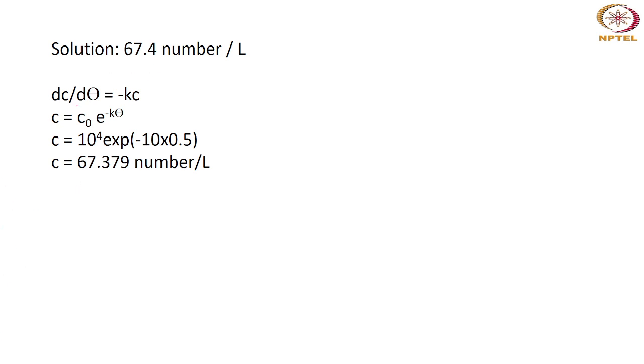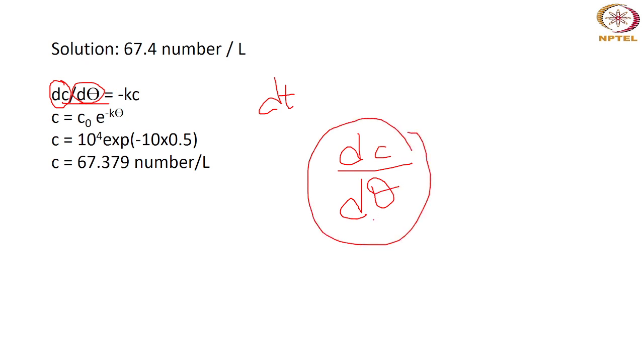So here you can write dC by d theta equals kC. This is the change of the concentration of the pathogen with respect to time, right? You can write it as theta or as dt, the same thing. So this is the rate of change, dC by d theta or dt, whatever you write. If you write d theta, that's fine. This is the rate with respect to time.